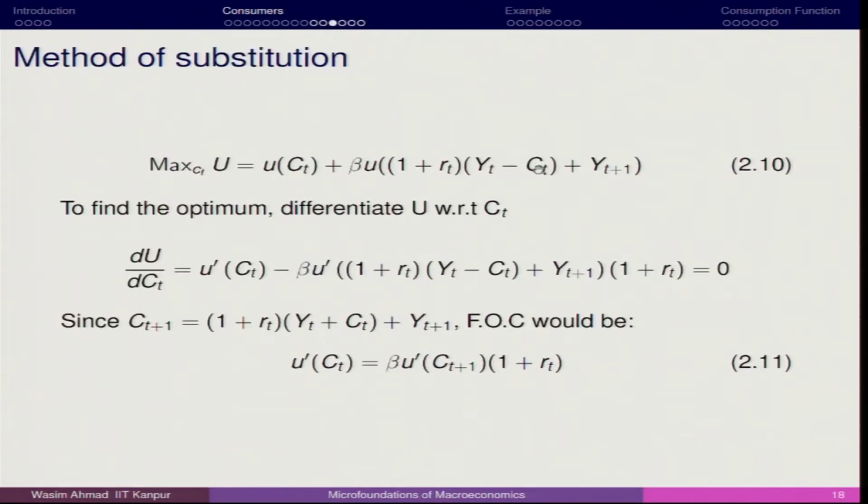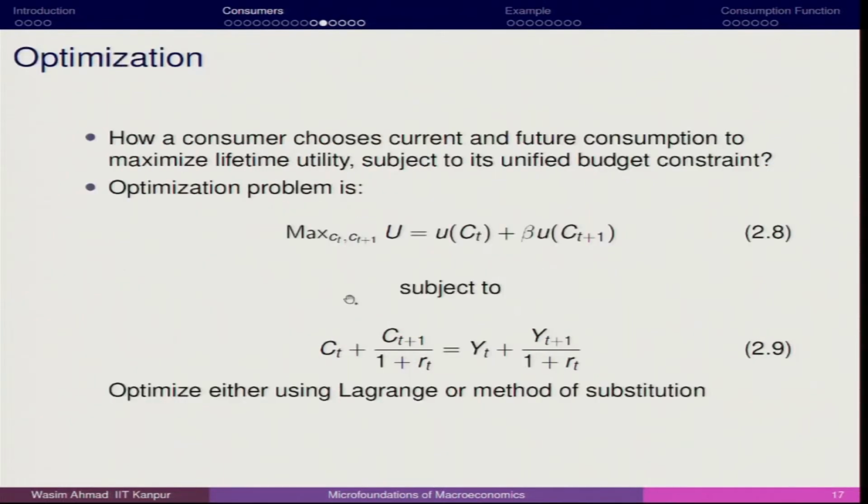Here I go by the method of substitution. So, what we do is solve for c_{t+1} from this particular equation, and then we try to substitute.